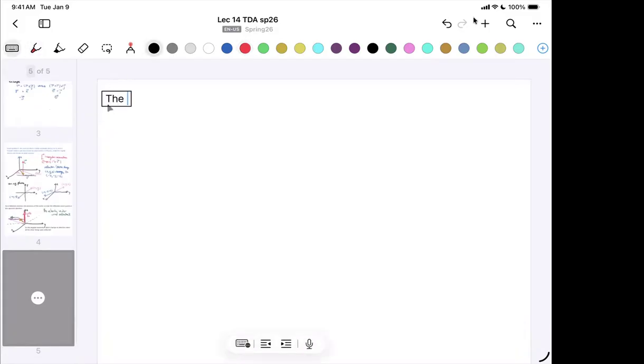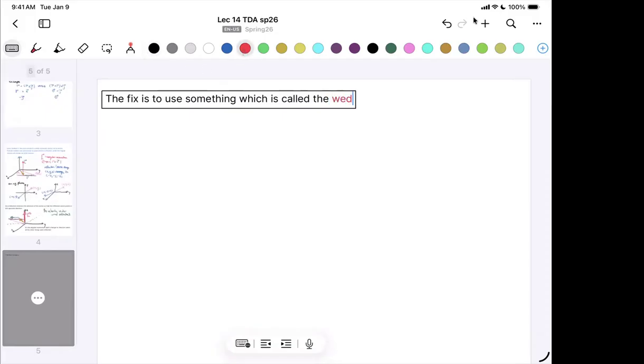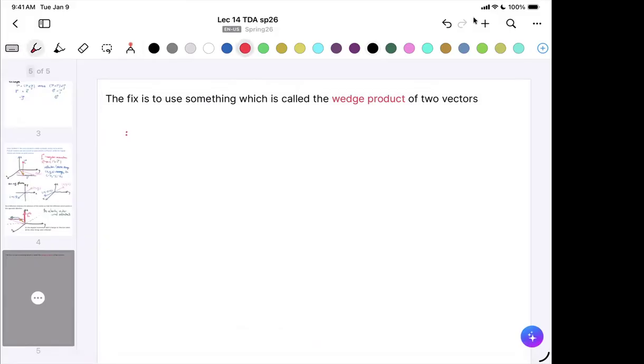So the fix is to use something which is called the wedge product of vectors. It is written as U wedge V. So this is the symbol that is used for a wedge product. It's kind of like, if you take propositional calculus, when they talk about the and and the or, that's the symbol notation for an and of propositions. You cannot just have new symbols for everything, so you have to repeat them at some point. But this is the symbol for the wedge product.